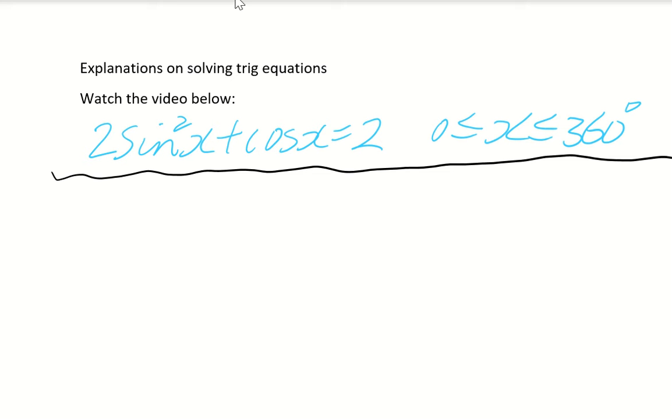Okay, in today's session, I'm going to talk about how to solve trig equations. So this trig equation says 2 sine squared x plus cos x equals 2. If you examine this equation carefully, you would have noticed that I've got a square term, I've got an x term, I've got a constant term.